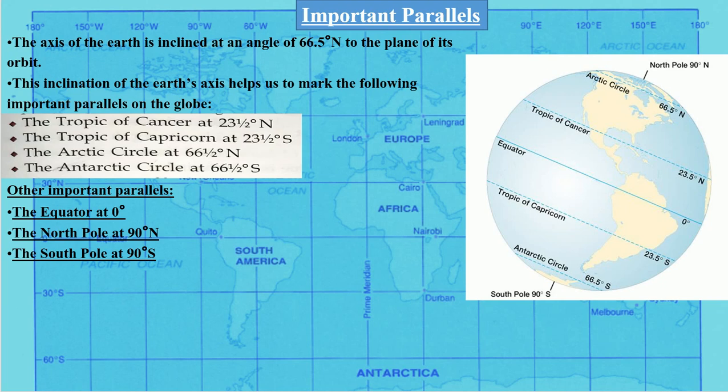Let us revise those important parallels starting from the tip of the globe. North Pole at 90 degree, Arctic Circle at 66.5 degree north, Tropic of Cancer at 23.5 degree north, Equator at 0 degree, Tropic of Capricorn at 23.5 degree south, Antarctic Circle 66.5 degree south, South Pole at 90 degree south.